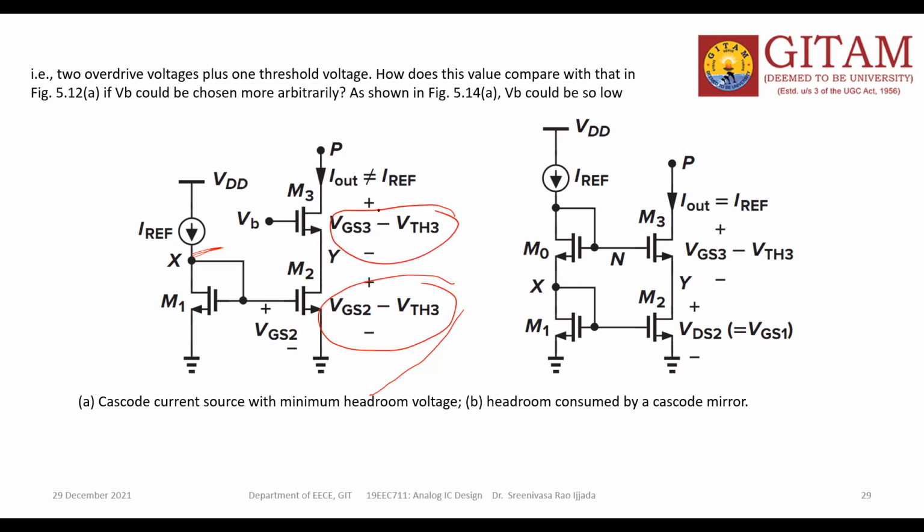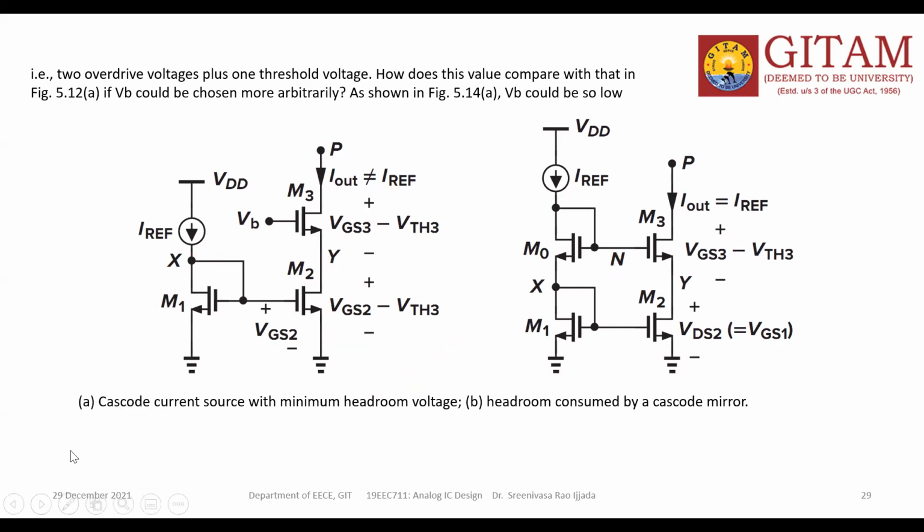Okay, you can say that in this case your output current is not equal to the reference current. So VGS2 minus VTH1, VTH3. This overdrive voltage, this overdrive voltage. This VB, how to generate? You know the circuit for this one. This is the circuit which generates the VB that is connected to this M3, and the remaining things are as stated.